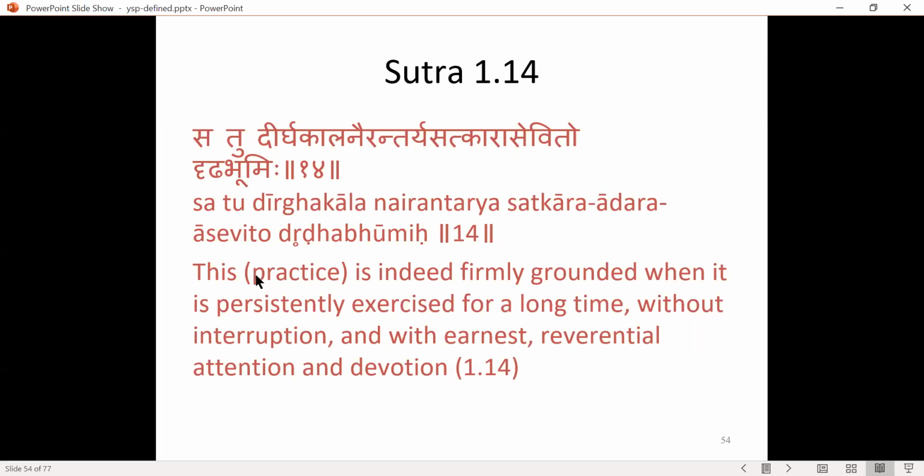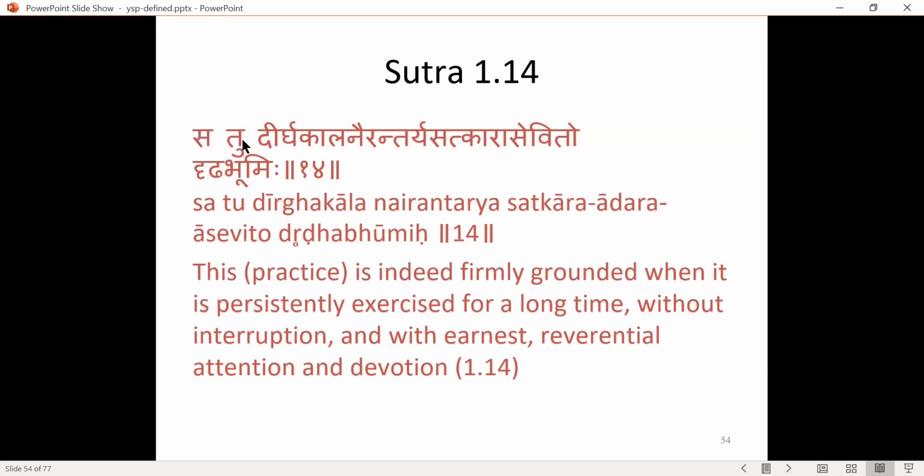Okay, now let me read the translation first. This word sa means this, what I'm referring to, practice. This is indeed firmly grounded when it is persistently exercised for a long time, without interruption, and with earnest reverential attention and devotion. It's a very beautiful statement, and you don't apply it only to meditation, apply it to everything in life. You will really feel that you are doing yourself some good when you apply these things to everything in life.